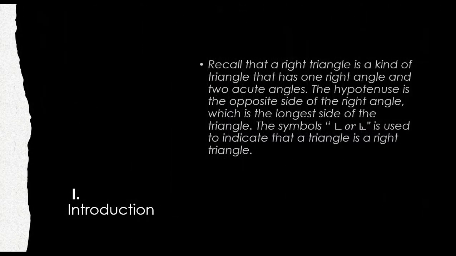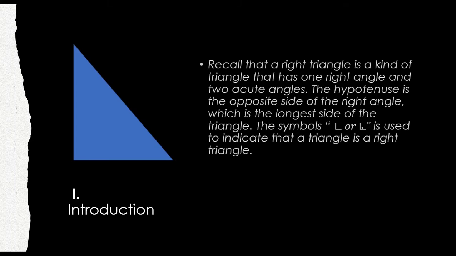Recall that a right triangle is a kind of triangle that has one right angle and two acute angles. The hypotenuse is the side opposite the right angle, which is the longest side of the triangle. The right angle symbol is used to indicate that a triangle is a right triangle, so we can have a square here. Opposite of this square is what we call the hypotenuse. So this will be your hypotenuse.